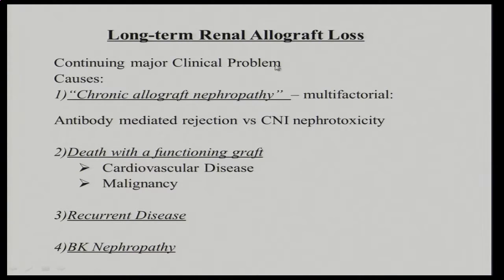The other cause for long-term allograft loss is death with a functioning graft. In other words, patients dying with a functioning graft. What do they die from? Cardiovascular disease and malignancy. And so you can see where it may be attractive to start using things like mTOR inhibitors in our immunosuppressive protocols. Recurrent disease, diseases such as focal sclerosis, IgA, and BK nephropathy.